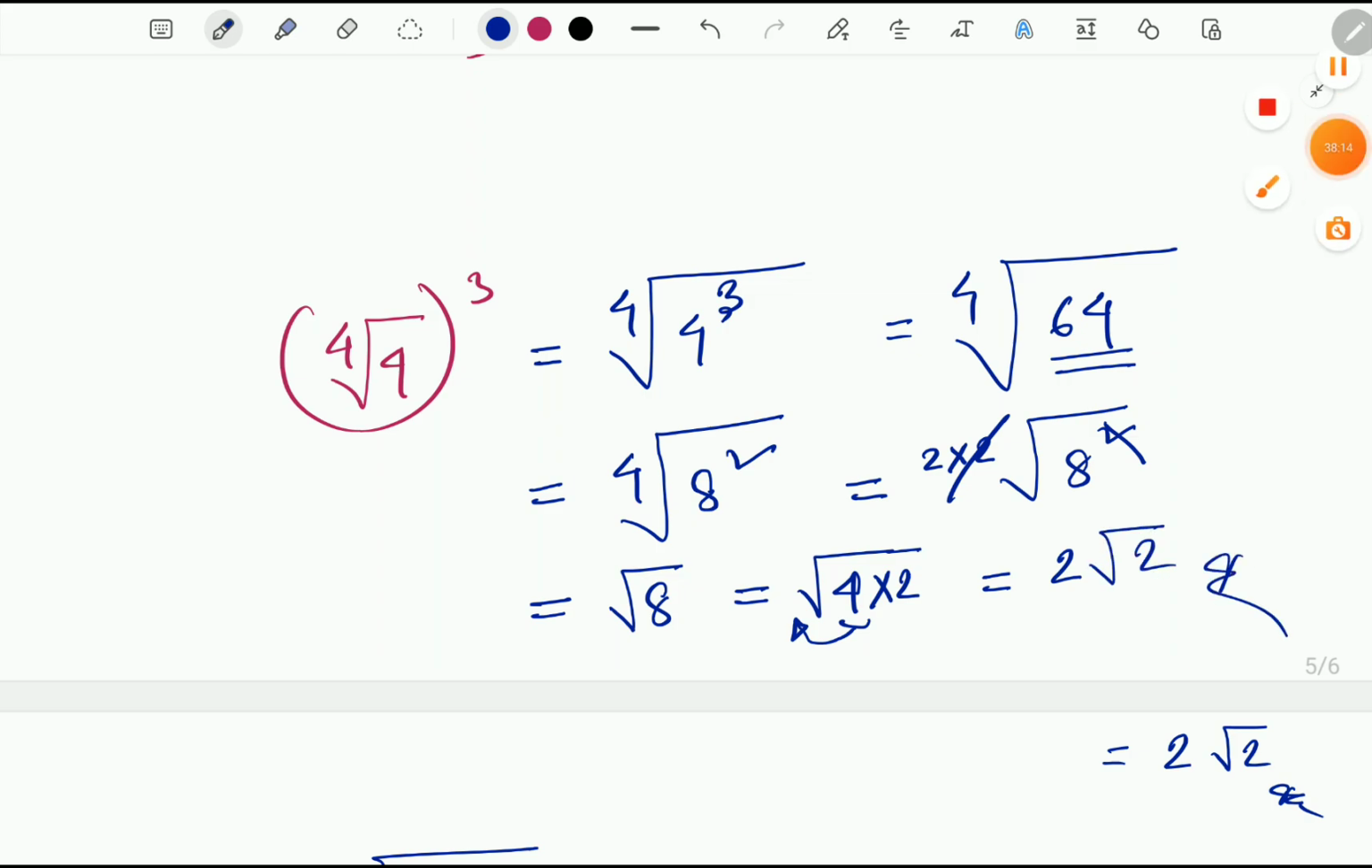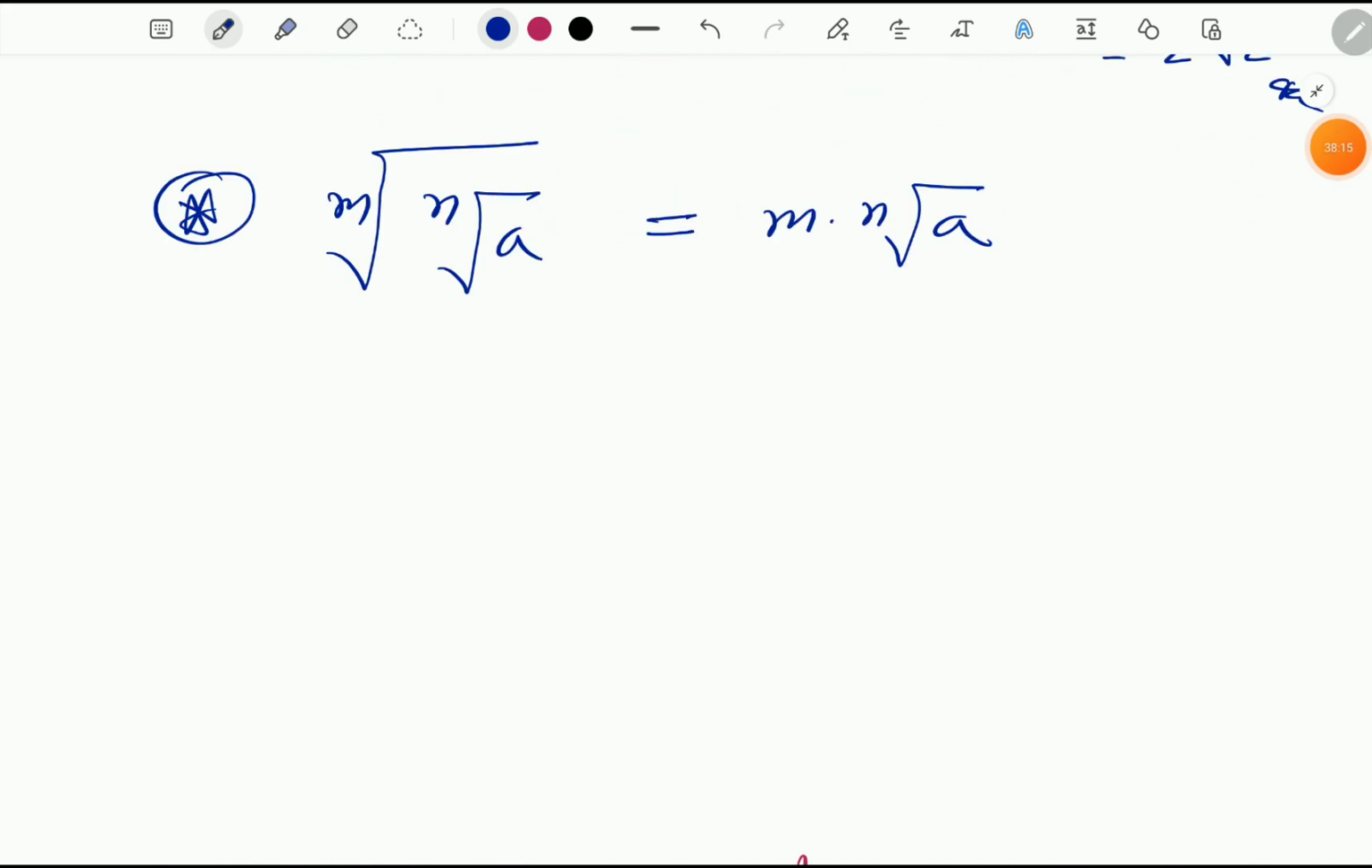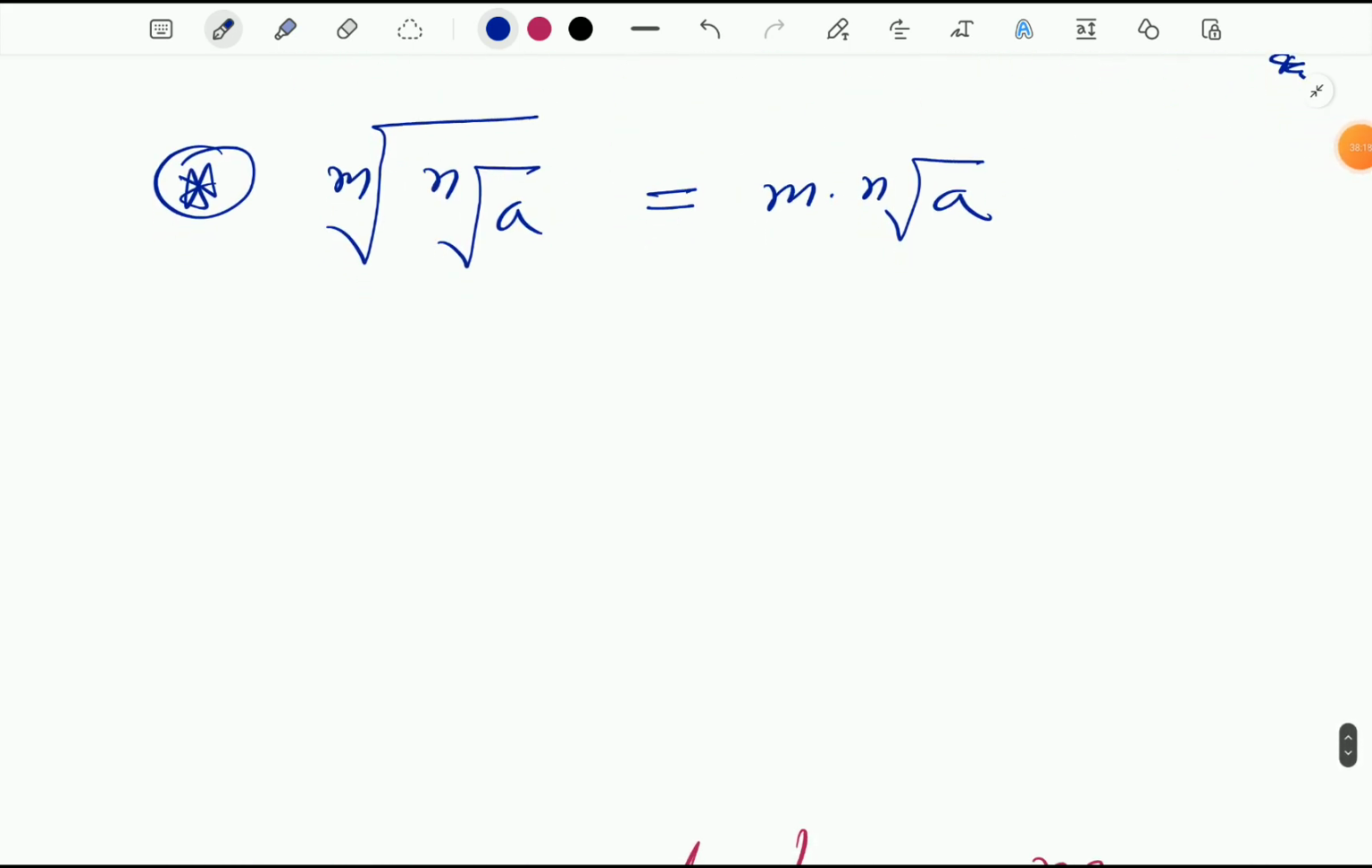Most probably this is our last formula, and by this formula we'll stop today. So here you can see, the mth root of the nth root of A equals the m·nth root of A, that can be written. So this is the expression. Now let's have a problem, then we'll understand.